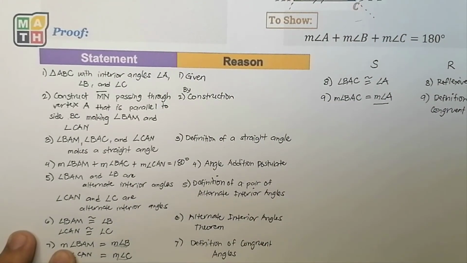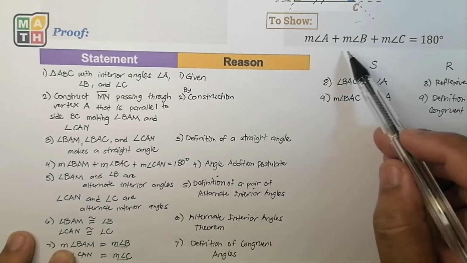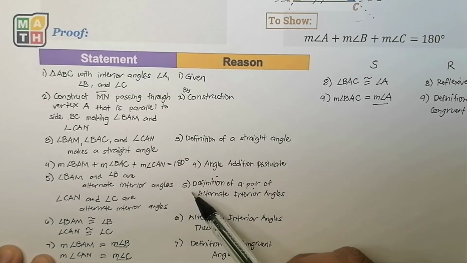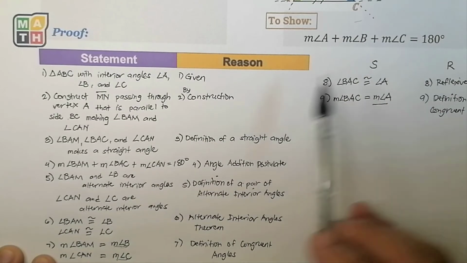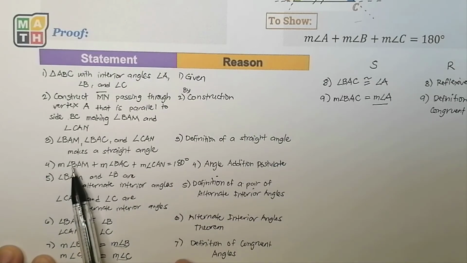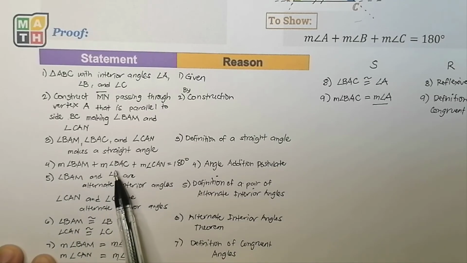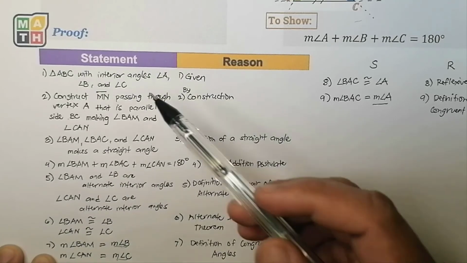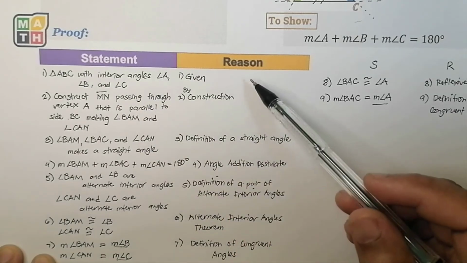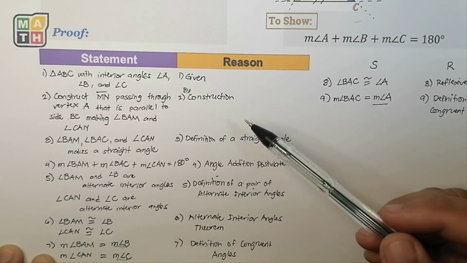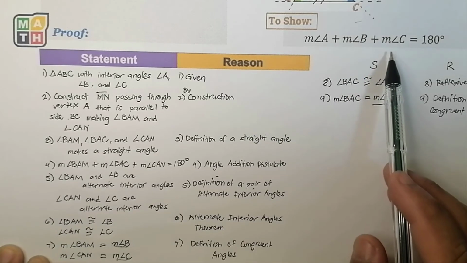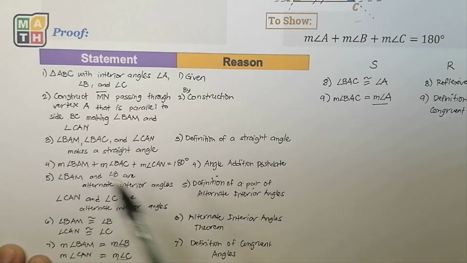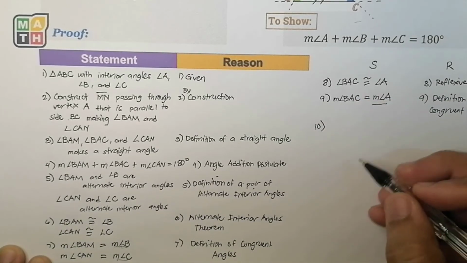we are now ready to look into this perspective. However, from statements 1 to 9, there's only one statement that includes 180 degrees, and that's statement number 4, which tells us that the measurement of angle BAM plus the measurement of angle BAC plus the measurement of angle CAN is equal to 180 degrees out from the first 3 statements and corresponding reasons. Still, we are closer to this since we have statement number 7 and 9 that can help us connect statement number 4 to this statement number 10.